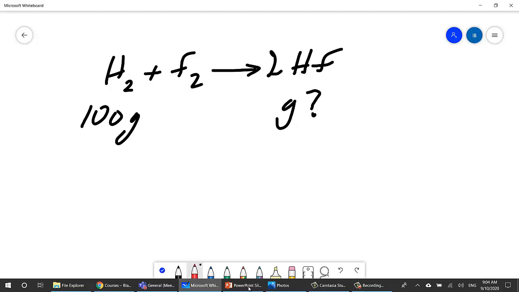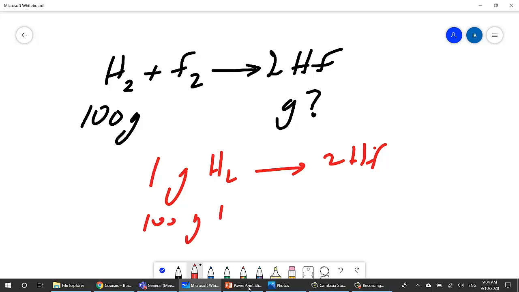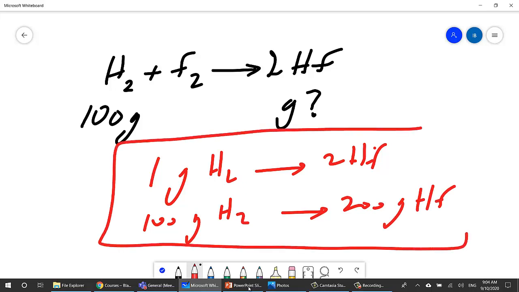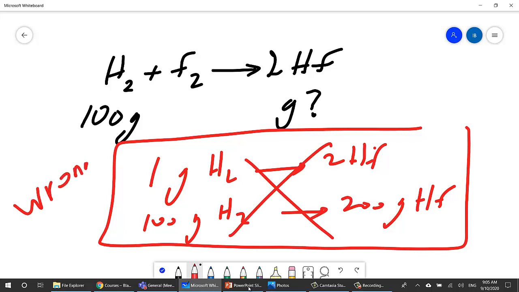The wrong way to solve this question, of course, is to do this. Is to say, okay, from the equation, I know 1 mole of H2, I say 1 gram of H2 will produce 2 grams of HF. That means 100 grams of H2 will then produce 200 grams of HF. This is wrong. This is all wrong, okay? You don't do this in chemistry, because we don't deal with the grams. This equation is at the top, H2 plus F2 goes to 2HF.